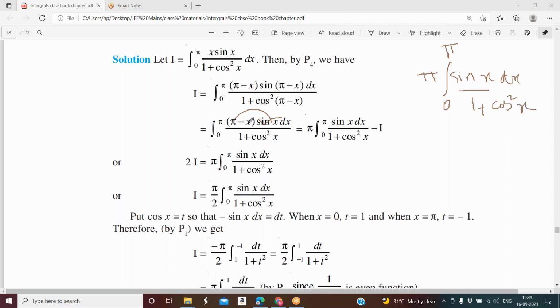Okay, then you multiply these two. Minus x sin x. So minus integral 0 to pi x sin x dx divided by 1 plus cos square x.